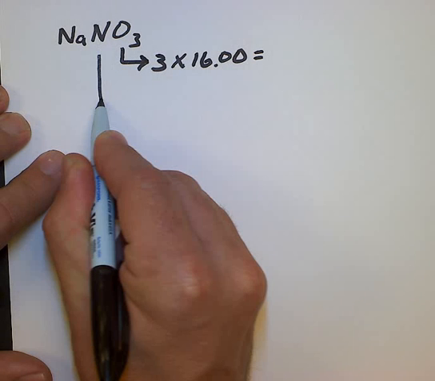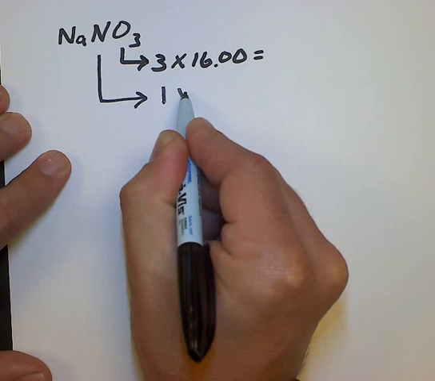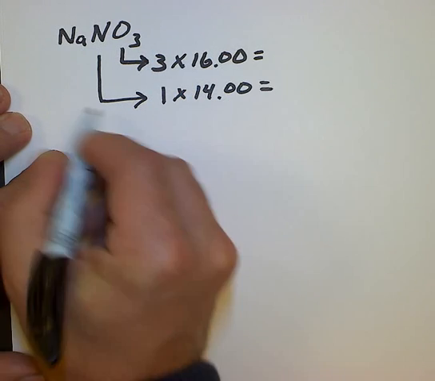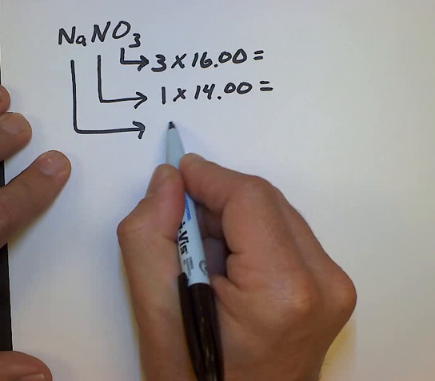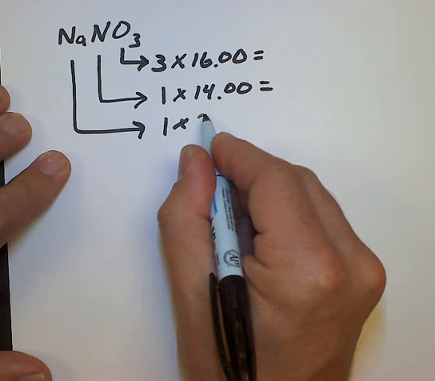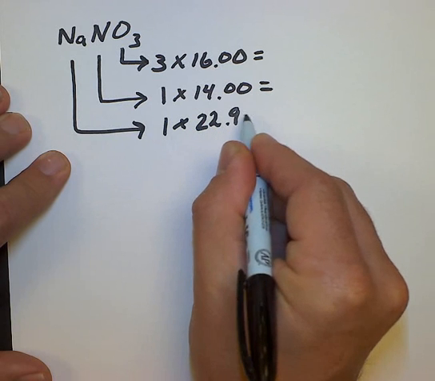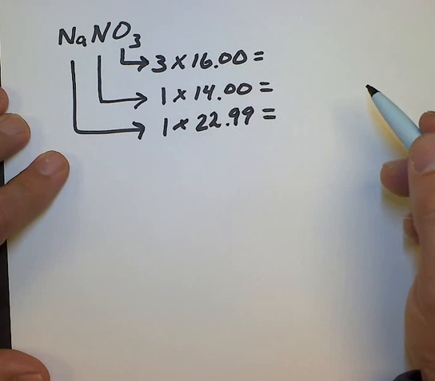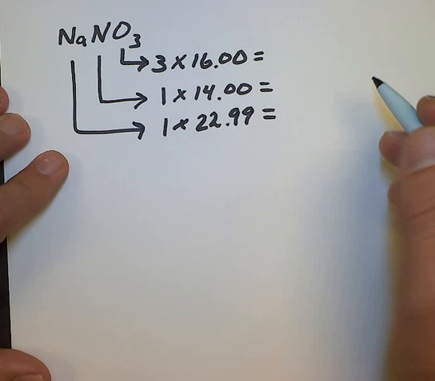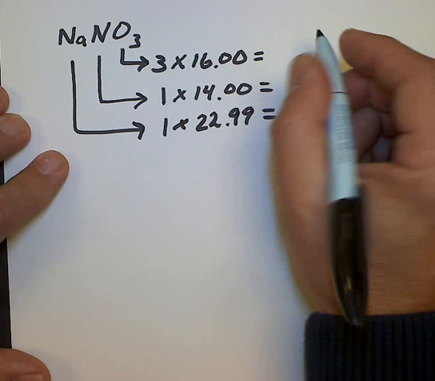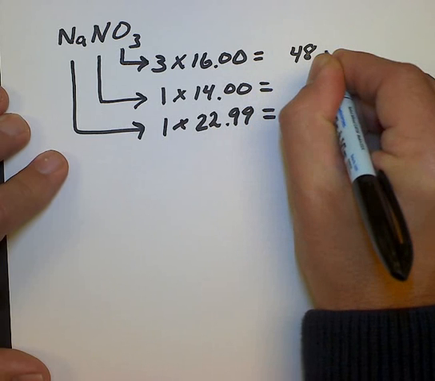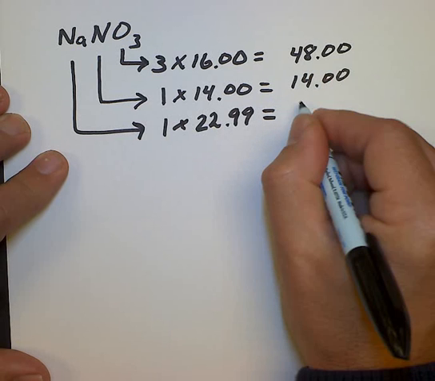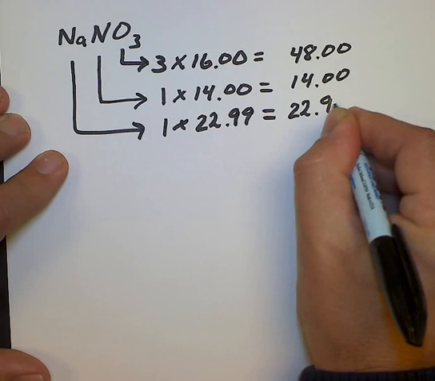Then we have nitrogen. We have 1 nitrogen. Each nitrogen has a molar mass of 14.00. And we have 1 sodium. Each sodium has a molar mass of 22.99. Again, these numbers are taken just off the periodic table. Make sure we're rounding to the nearest hundredth. So our total amount of oxygen here, 3 times 16, would be 48.00. We have 14 contributed from the nitrogen, and 22.99 contributed from the sodium.